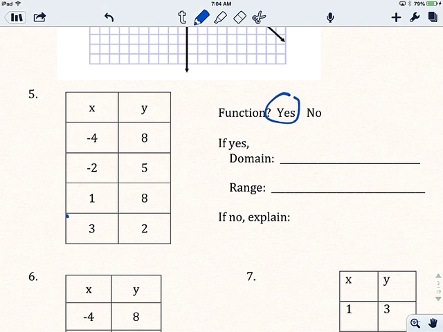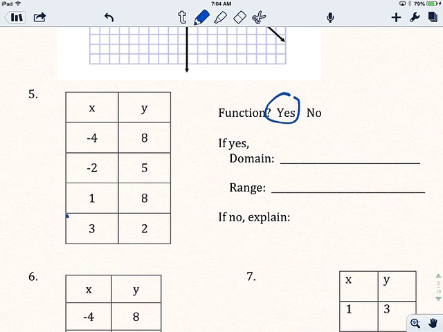So I'll give you an example here. Let's say that instead of this last value being 3, it was 1 again. That means 1 would be assigned to 8 and 1 would be assigned to 2. Not a function in that case because an input would have been repeated and it had different outputs assigned to it. But that's of course not the case for this one. And so it is a function.